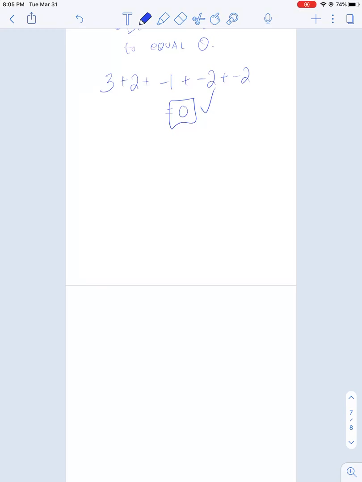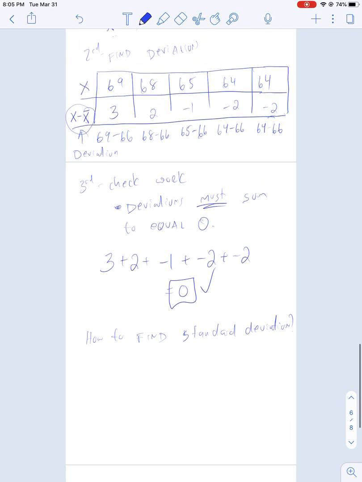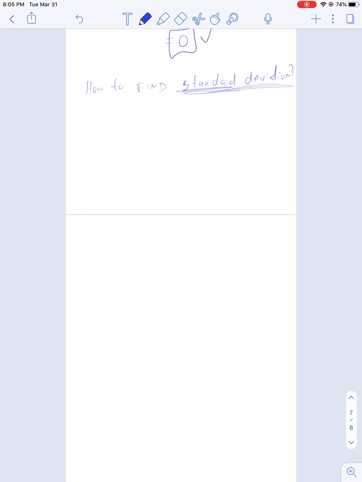Okay, so now let's really take a look at how to find this standard deviation. How to calculate standard deviation. Because what we did was we just found the deviation, right? This problem said find the deviations, but now we're finding standard deviation. So I think a table is best.